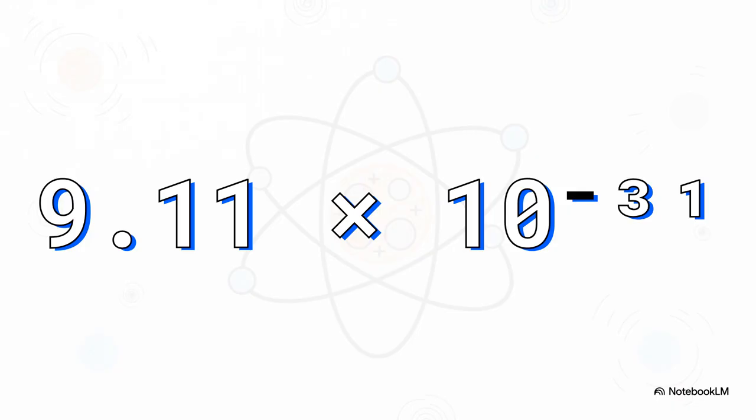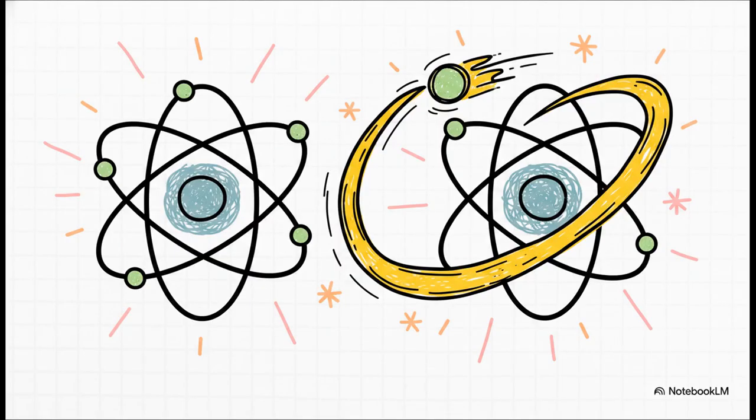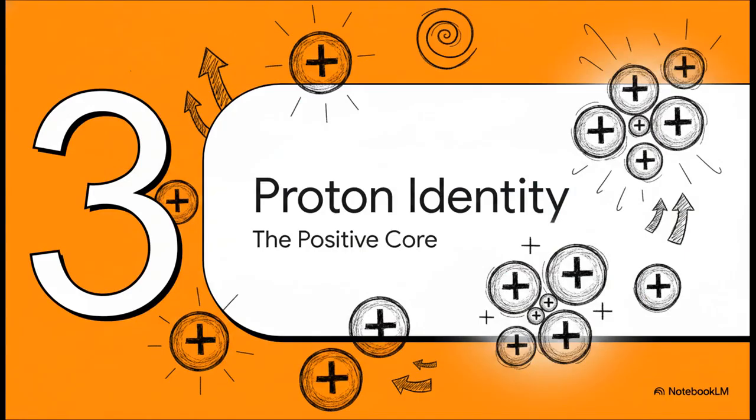Because of that extreme speed and its peripheral position, the electron has a huge job in our atomic architecture. It's basically the social butterfly of the atom. It dictates all chemical bonding, it determines exactly how reactive an element is going to be. It's the particle that reaches out, interacts, and binds the physical universe together by constantly trading and sharing spaces with neighboring atoms. Which brings us to part three, protons, the element's identity, or the positive core.